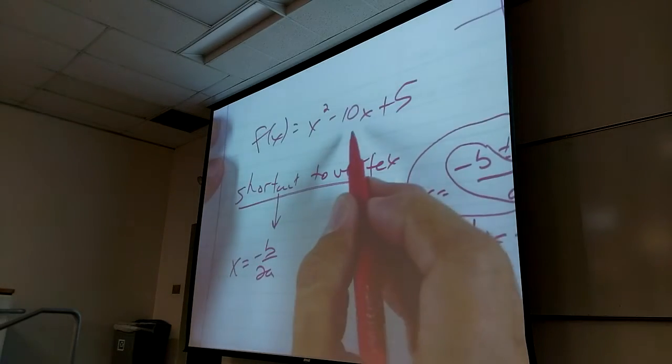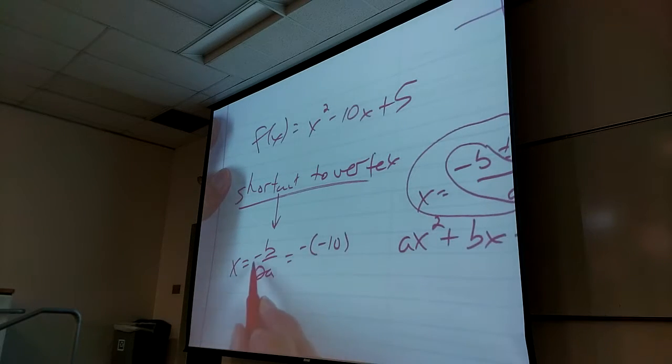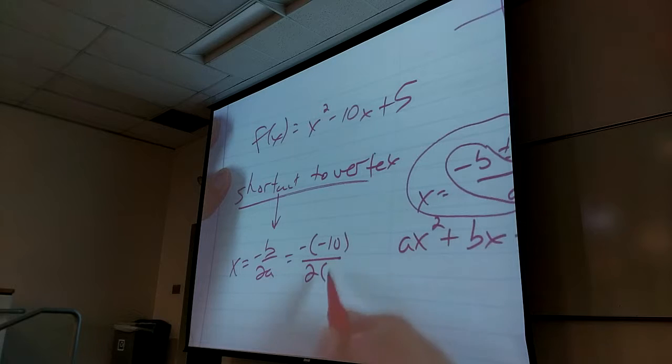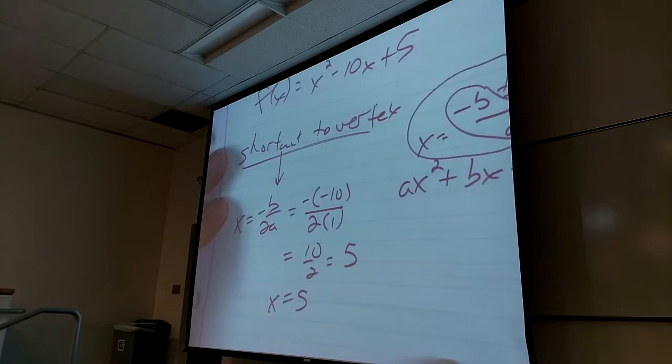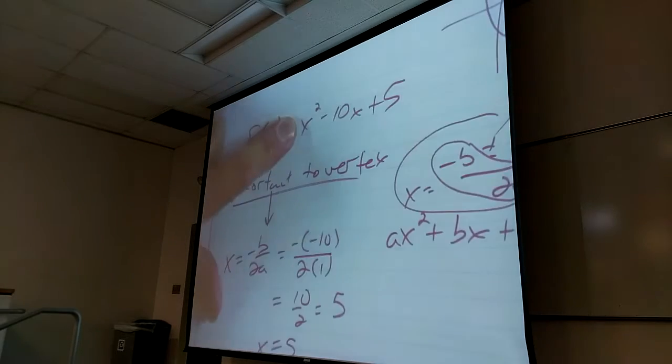So in this case, what's b? Yeah, so negative b over 2a, what's a? 1. So I get 10 over 2 is 5. So x is 5. How do I find the y piece of the vertex? What do I do anytime I know x and I want to know y? Plug it in. So what's f of 5? It'd be 5 squared minus 10 times 5 plus 5.